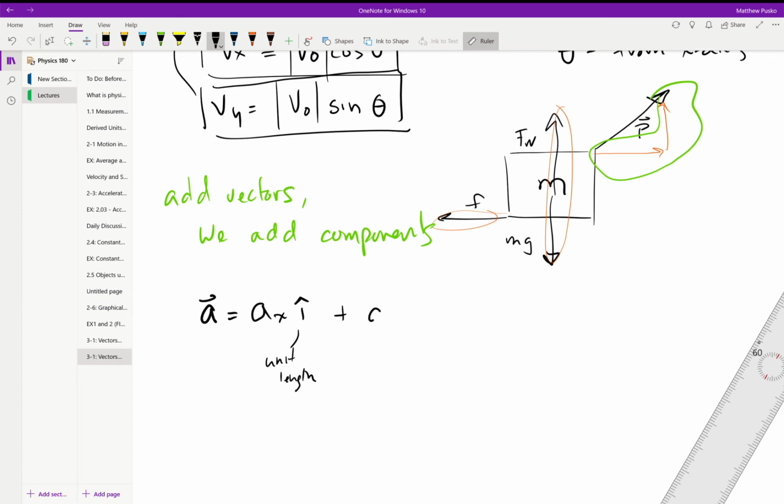And then we also have some component in the y direction, and we'll put a j. So it's called the i hat and a j hat. It defines a unit vector in the i direction, which is the x direction, and the unit j direction, which is our y direction.